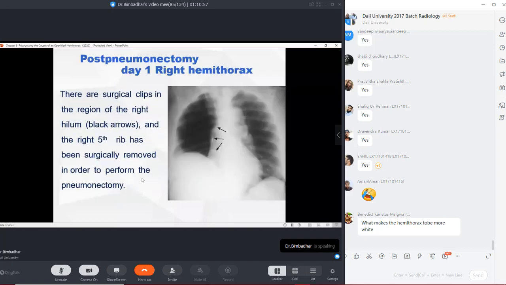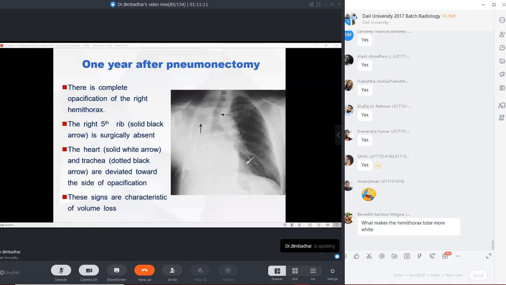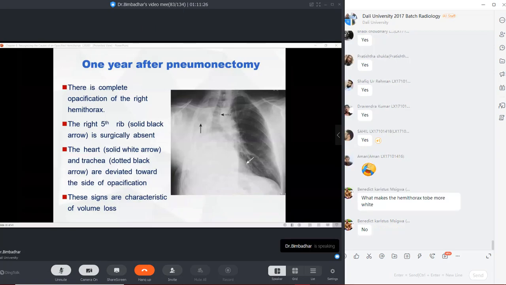Okay. See, eventual filling up of the fluid due to exudation will cause the hemithorax to become more white. Okay. Fluid fillings will come over. Right. Did you understand, Benedict? Is this clear?